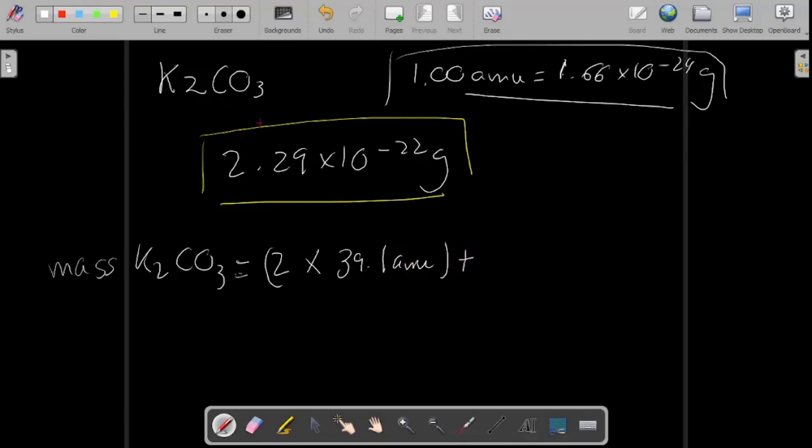Now, there's one carbon. Carbon is in position 6 in your periodic table. There's only the one, but each one of them weighs 12 AMUs.